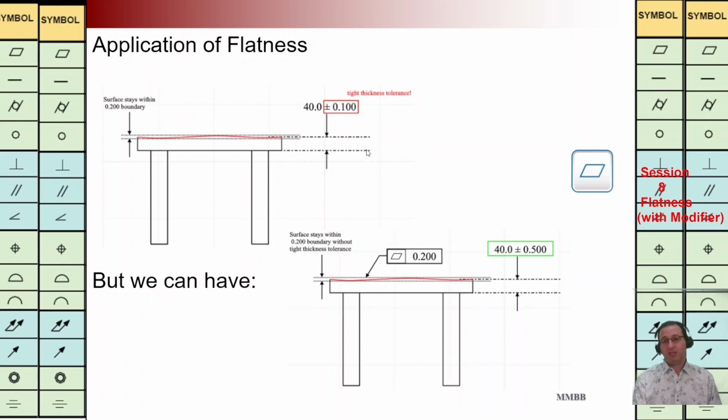We don't need to have that tight tolerances here. At the top it was plus minus 0.1. Here it is plus minus 0.5. Based on the application, the flatness is important. It should be 0.2.